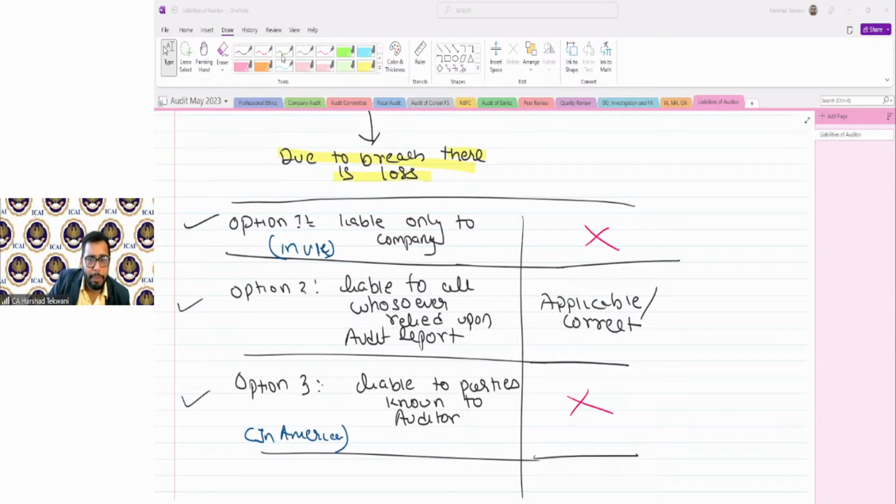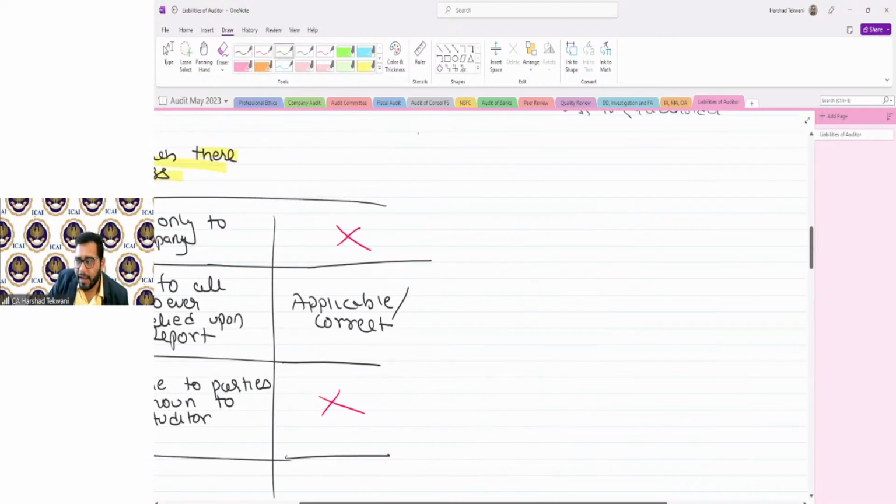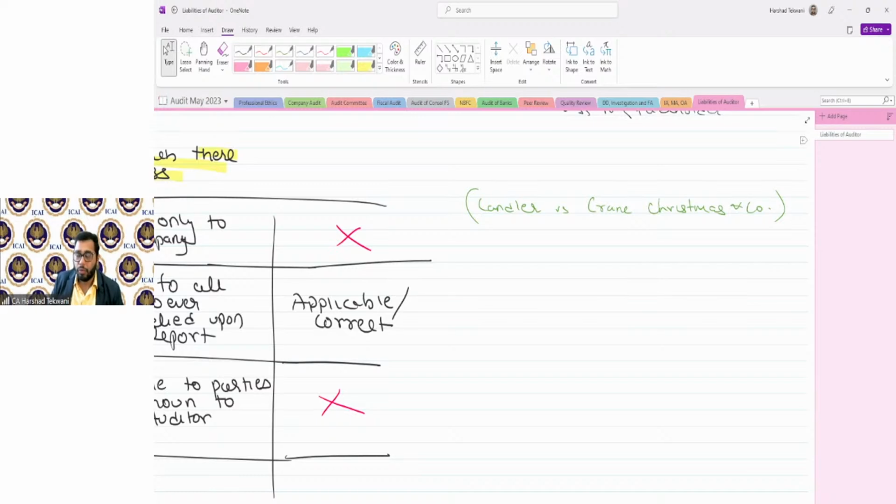If I talk about a particular case scenario in UK law, it's Candler versus Crane Christmas and Company. That was a case wherein this question arises: who is liable? To whom are we liable? Now the thing was that there was a firm of accountants engaged by the company to prepare the company's accounts. The accountants knew that the statement of accounts would be shown to a third person. They were aware that the accounts they prepare will go to the third person, and the third person will rely upon that statement that we have prepared.